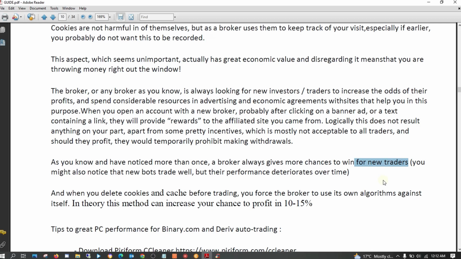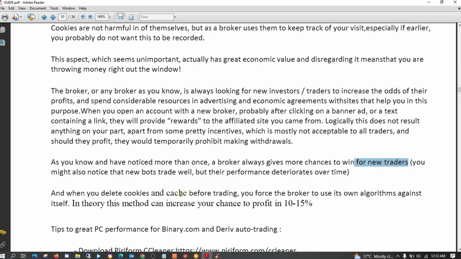Okay, and sometimes it also happens that when you try to load, the bot will not run. Why? Because you haven't cleared your cookies, and the broker knows that bot is making you money. So this is business, guys. They don't want to lose that opportunity. They don't want to lose that money. So if they give you more opportunities to win, they will be losing on their side. That's why each and every time, do what? Clear up your cookies.